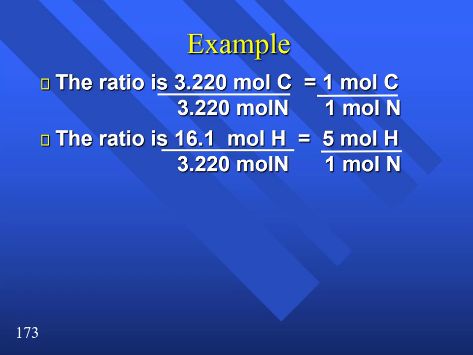The 16.1 moles divided by 3.220 moles works out to be 5. 16.1 divided by 3.220 is exactly 5. Could have come out to be 4.99 and we still would have called it 5 because it's supposed to be a whole number ratio. So that's all we need to do except for writing numbers.